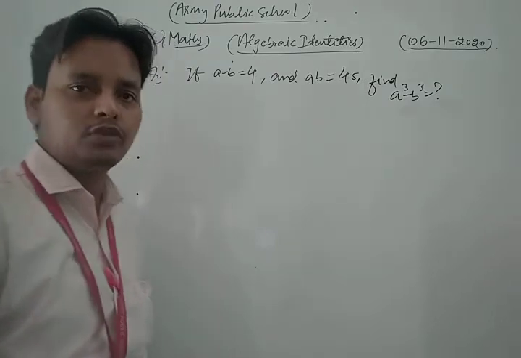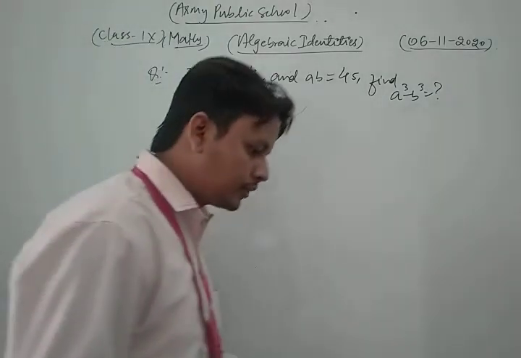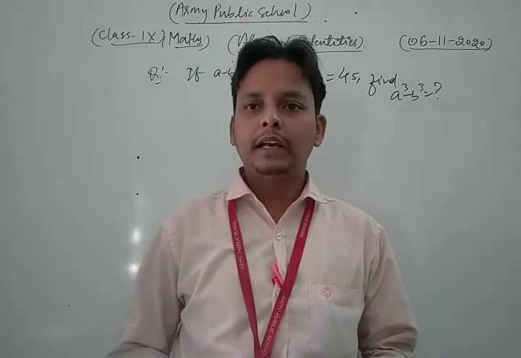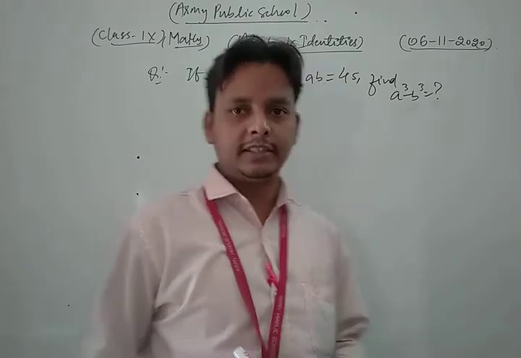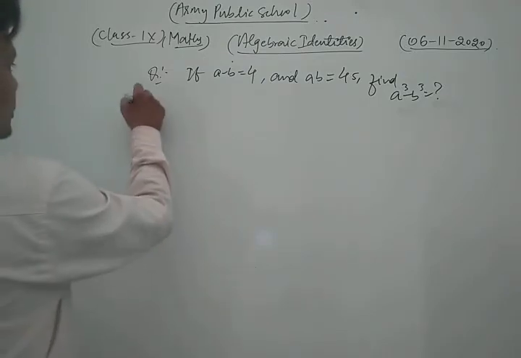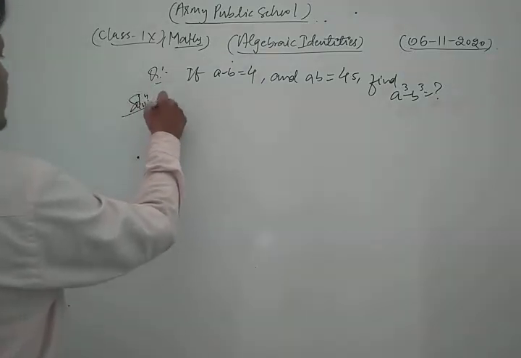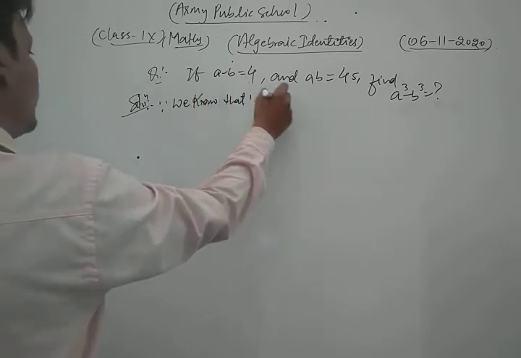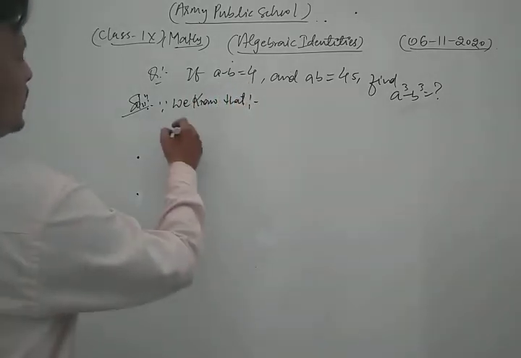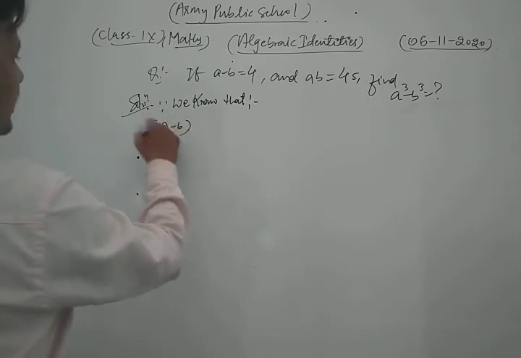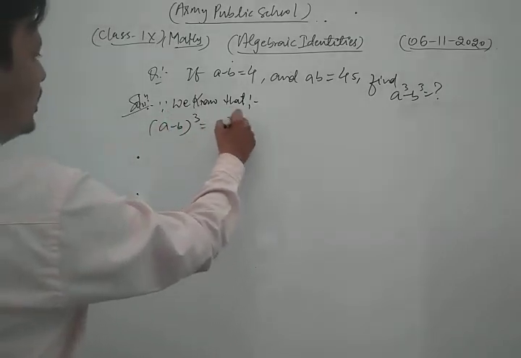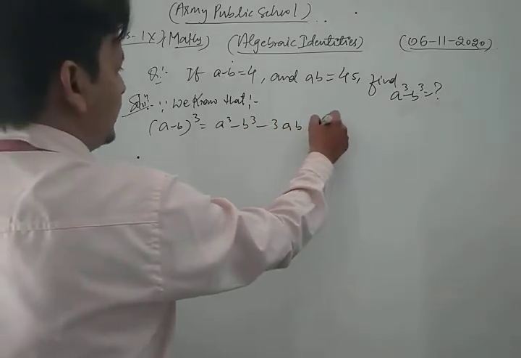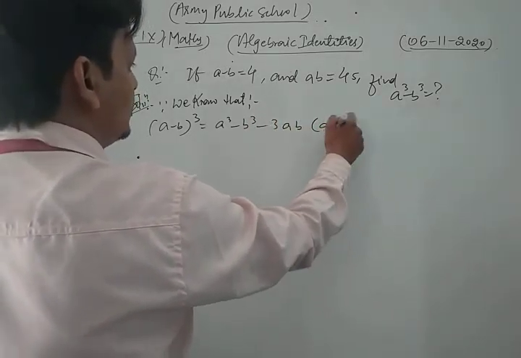Find the value of what? A cube minus b cube. Dear students, for that question, we apply the identity a minus b whole cube. Let's see its solution. Dear students, since we know that a minus b whole cube is equal to a cube minus b cube minus 3ab in bracket a minus b.